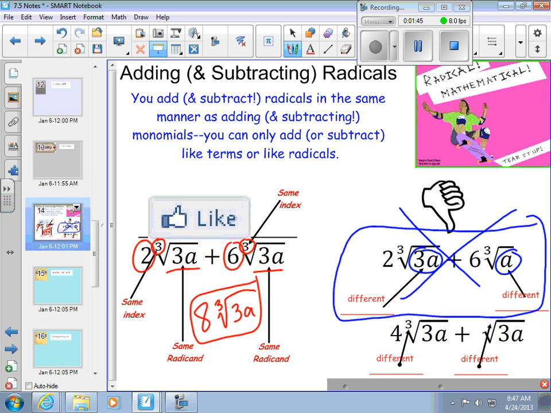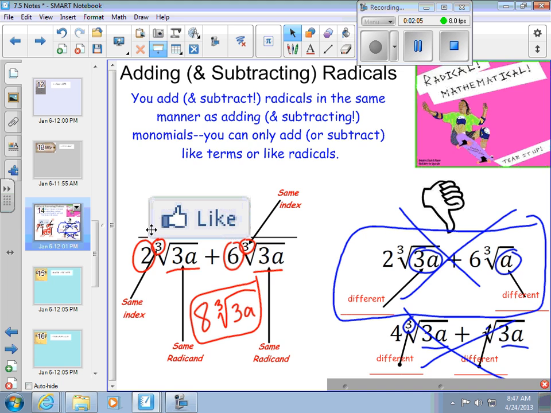Same with the second example on the bottom. This one we can't add together because this one's a cube root. This is just a square root on the second one. Although the stuff underneath the root, the radicand, is the same, the index is not the same. We cannot add this one together either. So everything has to be the same in order to add them together.